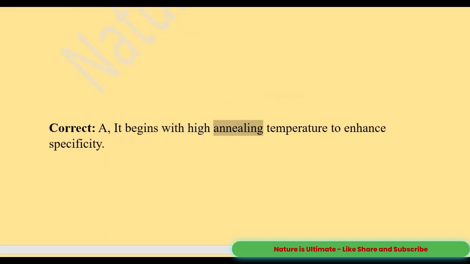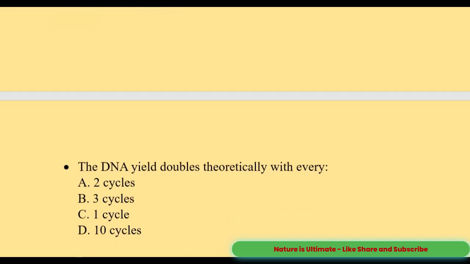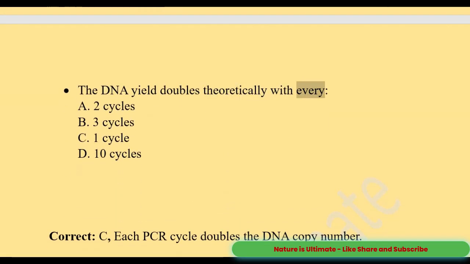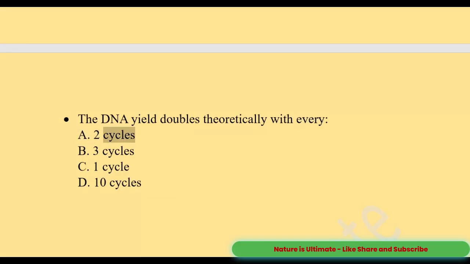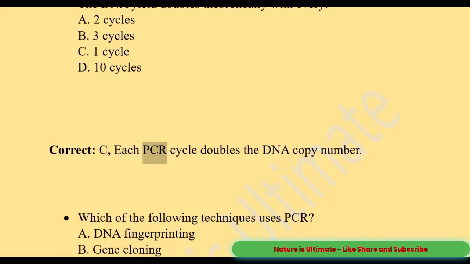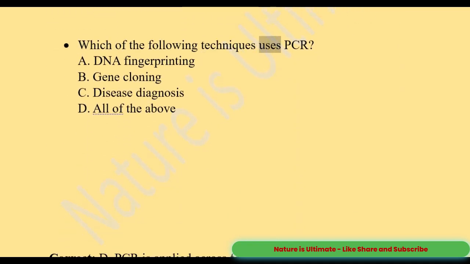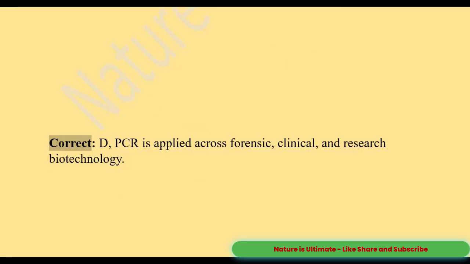It begins with high annealing temperature to enhance specificity. The DNA yield doubles theoretically with every A. 2 cycles, B. 3 cycles, C. 1 cycle, D. 10 cycles. Correct. C. Each PCR cycle doubles the DNA copy number. Which of the following techniques uses PCR? A. DNA fingerprinting, B. Gene cloning, C. Disease diagnosis, D. All of the above. Correct. D. PCR is applied across forensic, clinical, and research biotechnology.